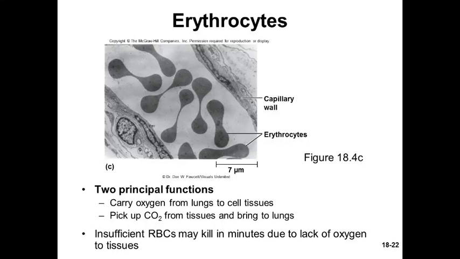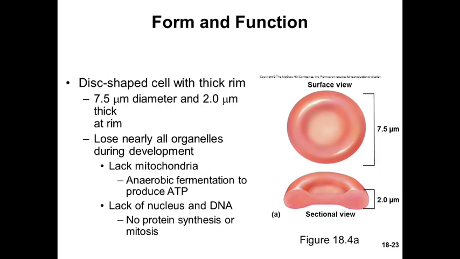Now, the primary job of erythrocytes is to carry oxygen from the lungs to the tissues of your body, and also a fair amount of your carbon dioxide is carried by the hemoglobin on your red blood cells. If there are insufficient red blood cells, then it's very easy to become asphyxiated and not have enough oxygen to the tissue. So we must have a constant large number of red blood cells and a constant supply of oxygen. So here are those numbers: 7.5 microns by 2 microns.